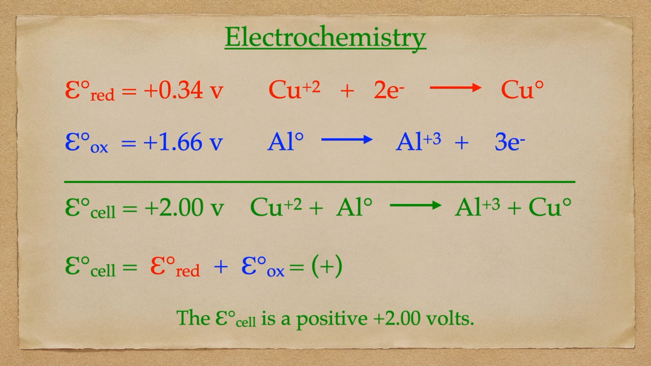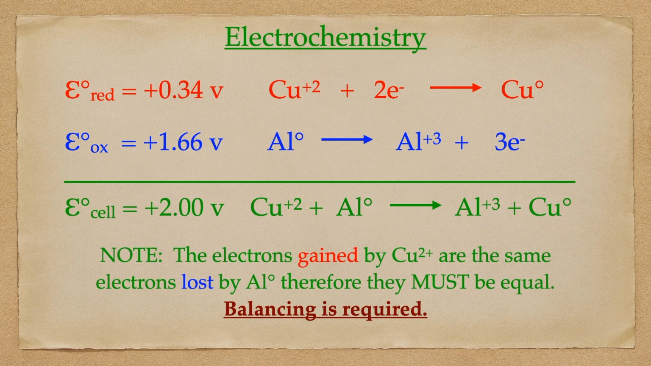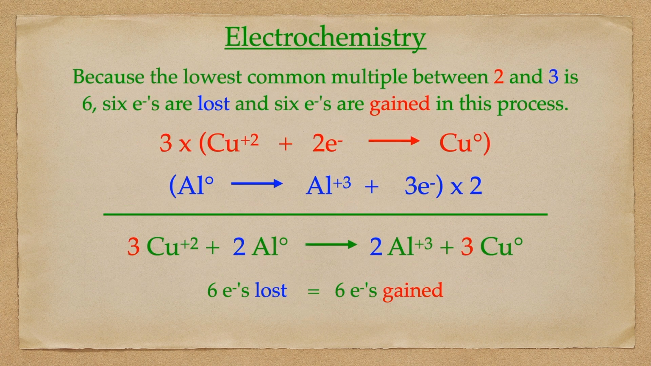However, copper gained 2 electrons and aluminum lost 3. The electrons gained by copper must be the same electrons lost by aluminum, therefore they must be equal. Some balancing is now required. Because the lowest common multiple between 2 and 3 is 6, 6 electrons are lost and 6 electrons are gained in this process.